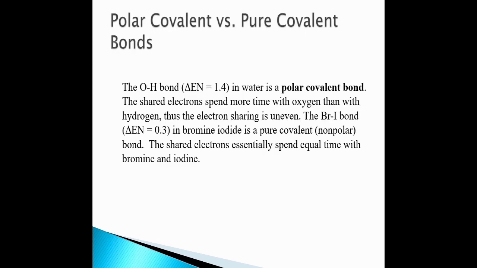Polar covalent versus pure covalent bonds. The oxygen-hydrogen bond in water, where the difference in electronegativity is 1.4, is a polar covalent bond. The shared electrons spend more time with oxygen than with hydrogen. Thus, the electron sharing is uneven. For the bromine-iodine bond, the difference in electronegativity is 0.3, so it is a pure covalent non-polar bond. The shared electrons essentially spend equal time with bromine and iodine.